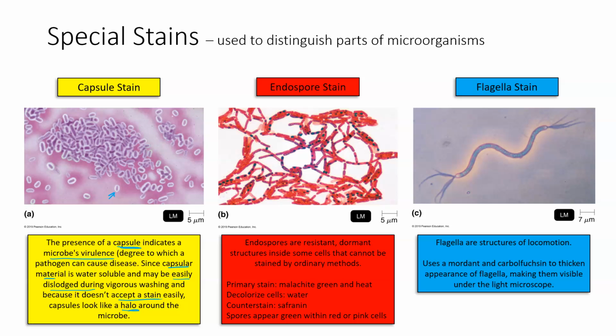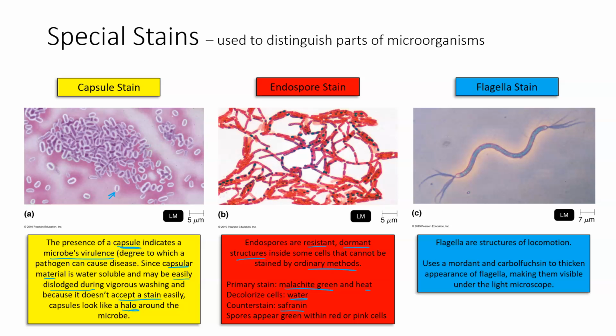Endospore staining is a special stain technique that is used to stain endospores. Endospores are resistant, dormant structures that reside inside of some cells that cannot be stained by ordinary methods. The way that we go about the endospore stain technique is that we use a primary stain of malachite green, and then we heat shock the cell to cause the endospore to absorb that malachite green.